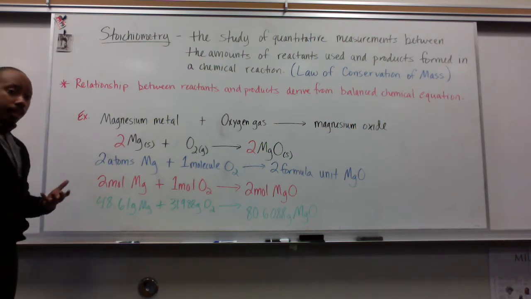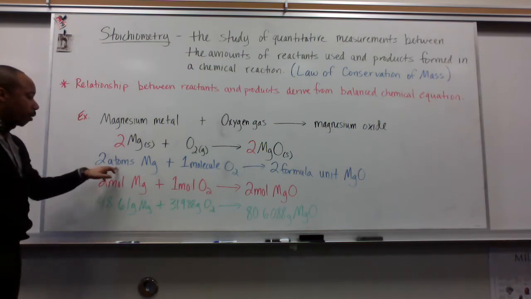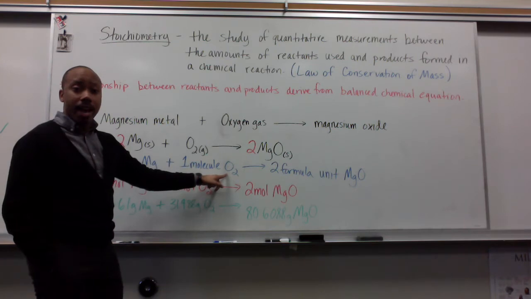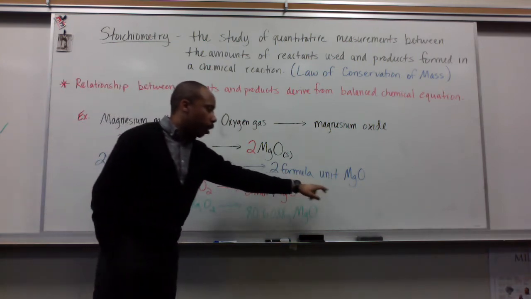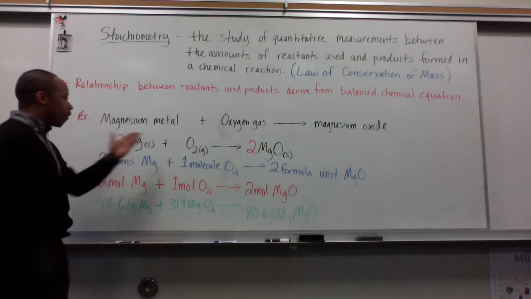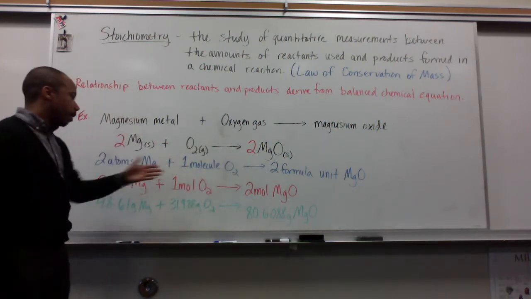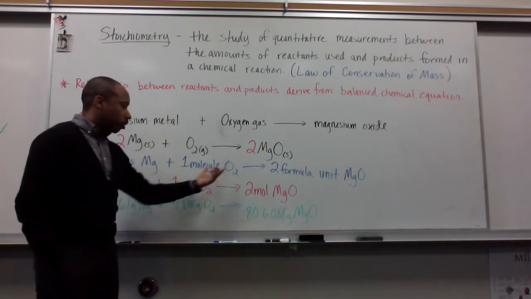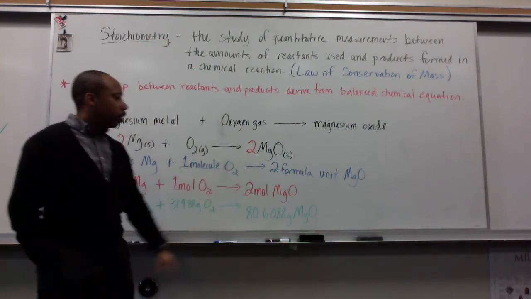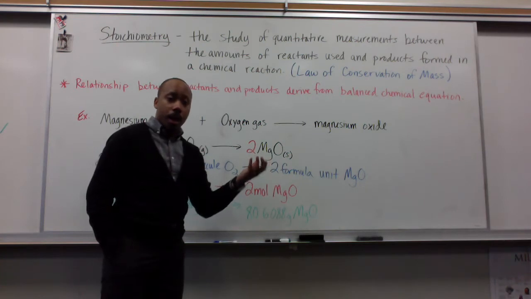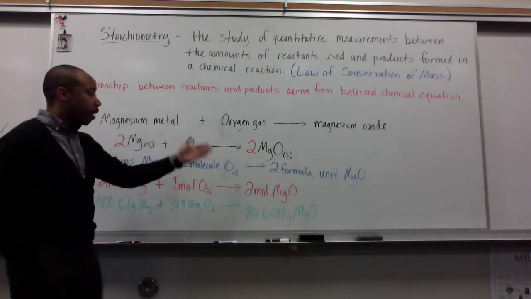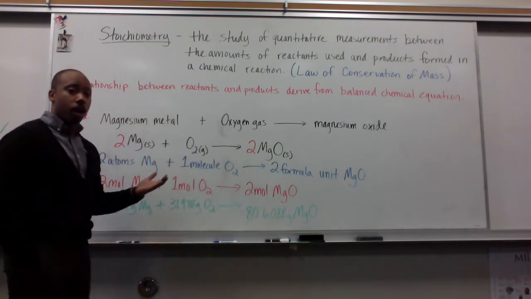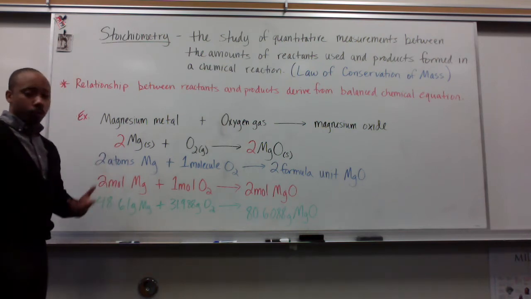Now, another way of stating this is that I could say I have 2 atoms of magnesium reacting with 1 molecule of oxygen gas, creating 2 formula units of magnesium oxide. I'm simply taking my coefficients and articulating them in a different manner. Magnesium is an element when it's by itself. Oxygen is a molecule, as a diatomic molecule here, O2. And magnesium oxide, since it's ionic, is a formula unit. I'm just taking my coefficients here and applying them to whatever I'm talking about, atoms, molecules, or formula units.